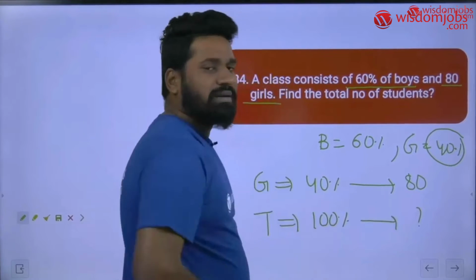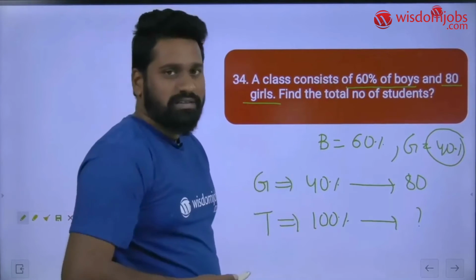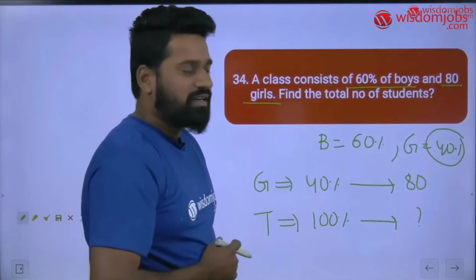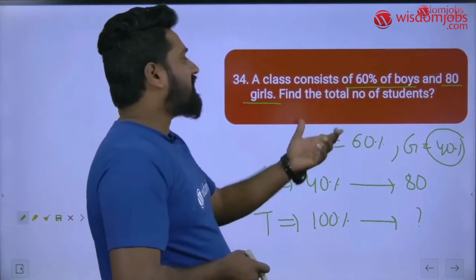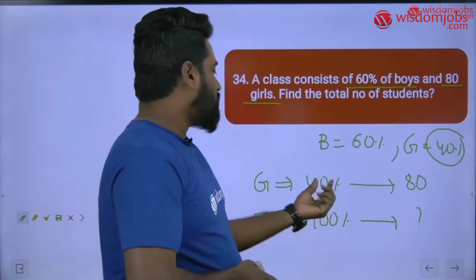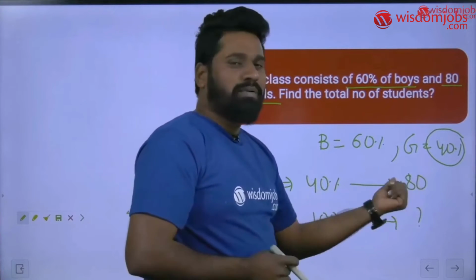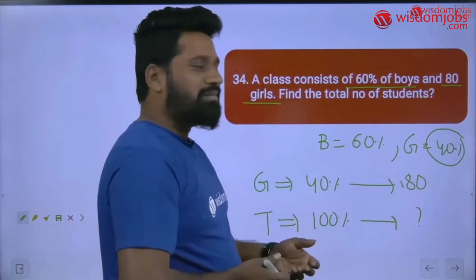Because it's not asking about the girls or not asking about the boys. How many boys are there means that is different. So directly you can find for 60% value. But it is asking about the total number of students. So girls percentage, girls number, if you know that too, this becomes very easy.